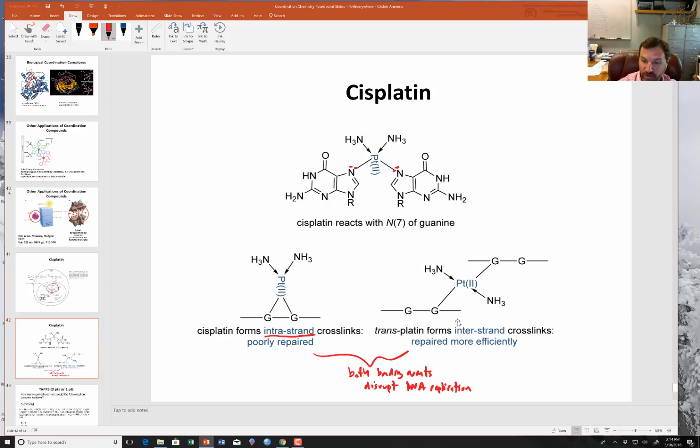Now, generally speaking, both would disrupt DNA replication. And so generally that's how cisplatin is able to kill tumor cells, because if the DNA can't replicate, cells can't divide. But you can see here that it turns out that DNA repair that can take place in the tumors will tend to work more efficiently if you get this intrastrand crosslink. So if you get more of these intrastrand crosslinks with the cisplatin drug, the tumors are less likely to form resistance.